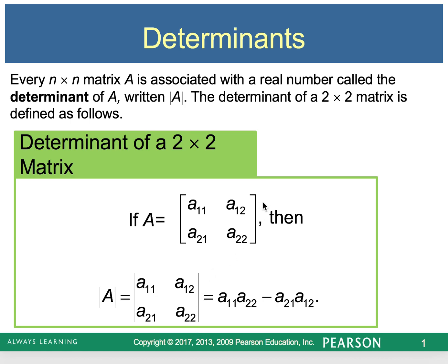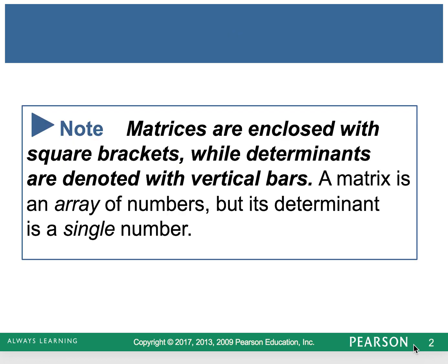So the determinant of a 2 by 2 matrix looks like this. It's a cross multiply thing. I'm going to multiply this times this minus this times this. That's the determinant. This times this minus this times this. Okay, we already mentioned this. Matrices are enclosed with square brackets. Determinants are enclosed with vertical bars. A matrix is an array of numbers, rows and columns, but its determinant is a single number.